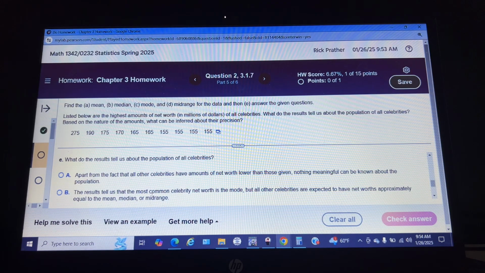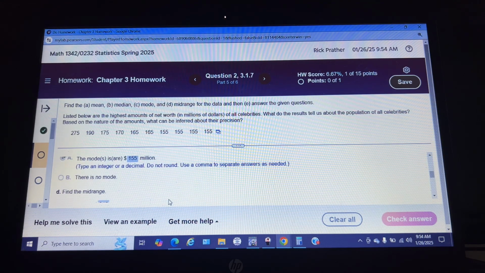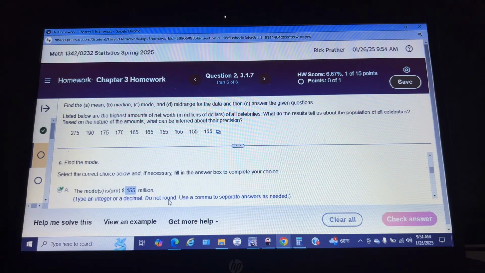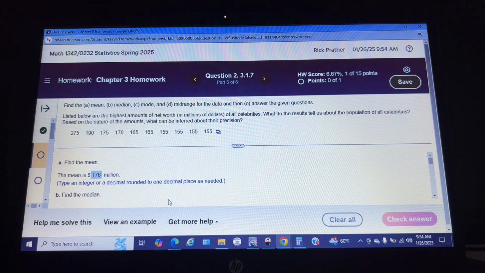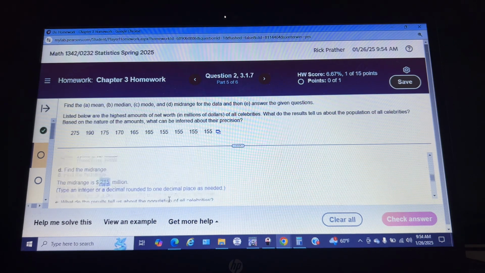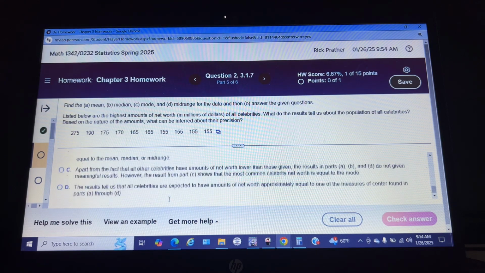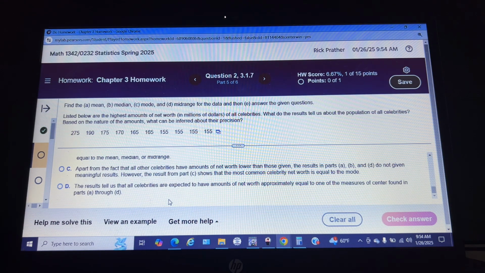The results tell us the most common celebrity net worth is the mode, but all our celebrities are expected to have net worths approximately equal to the mean. No, it's definitely not B. So it's very rare if the mean, the median, and the mid-range, or even if you include the mode or not, it's very rare if all the answers are the same. Notice these answers are all different. 155, 165, 176, 215, they're all different. Usually they're different. They can be all the same, but if the mean, median, mode are all the same, then you have very symmetrical data. And usually data that you collect is not symmetrical.